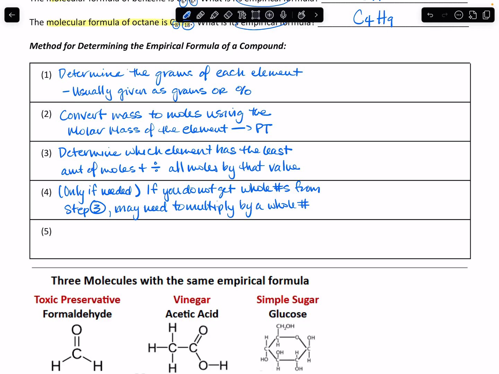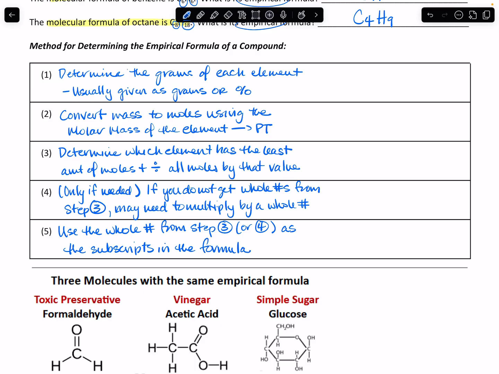Now once we've done that, if needed, then we use the whole numbers from step 3 or 4, if you had to do that, as the subscripts in the formula.